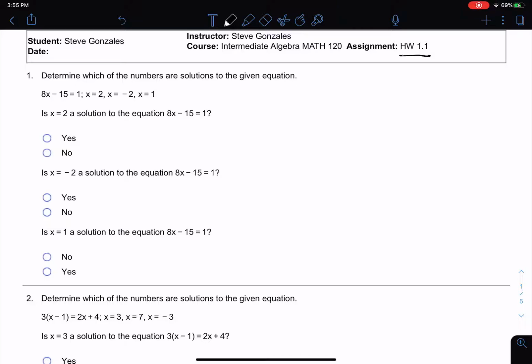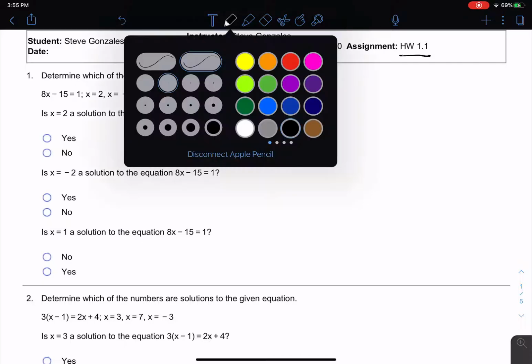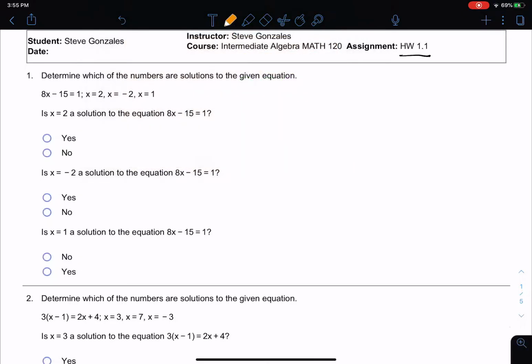This first question is basically asking, I'm going to use a little color here, I love to use color, is x equals 2 a solution for this equation? That means if I put a 2 in for x, will that make the left-hand side of the equation equal the right-hand side of the equation? Will that make the left equal the right? That's what we're checking at this point.